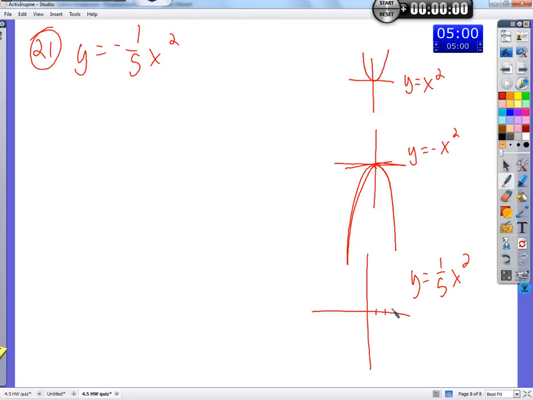Let's go all the way out to 5. On x squared, when you go out to 5, what do you get as your output? 25. Okay, so here, you go out to 5. 5 squared is 25, but then we multiply by 1/5. What's 25 times 1/5? It is 5. So we go to 5 and 5, where x squared would go to 5, 25, which would be way up here.